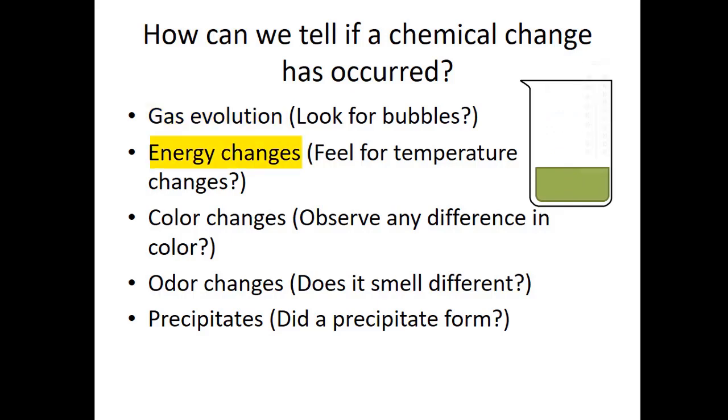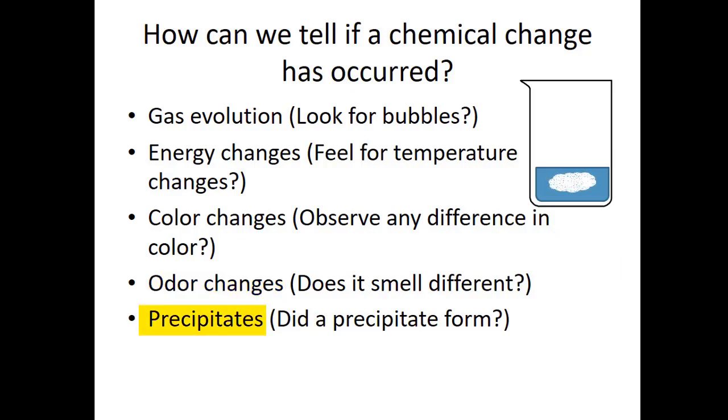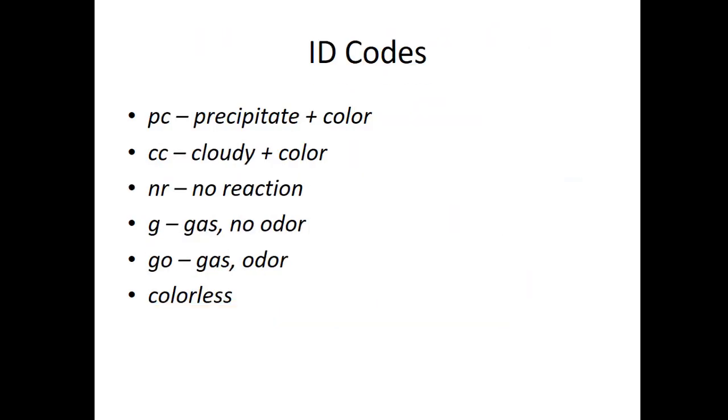You feel for temperature changes, right? If the temperature goes up or goes down, you know that there's a chemical change happening. If the color changes, you know that a chemical change has occurred. If the smell changes, you know that a chemical change has occurred, because normally a smell is associated with gas being involved. If you form a precipitate, right, you know that a chemical change has occurred. When you mix two chemicals together and a precipitate forms, then you know a chemical change has happened. So these are the codes we're going to use when you write in your lab book.